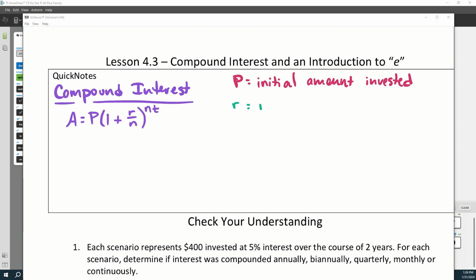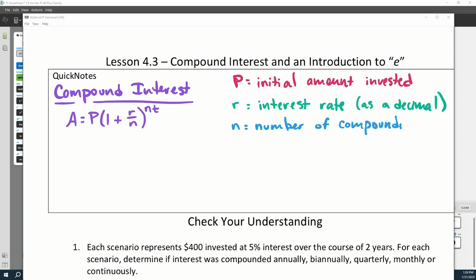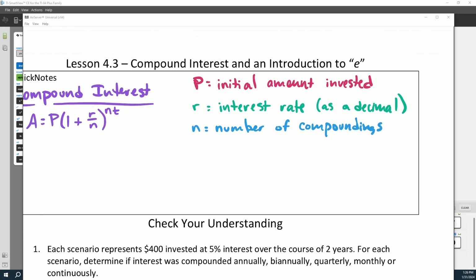So P stands for principal, and it is the initial amount invested. R is the interest rate as a decimal. N is the number of compoundings per year. And T is the number of years.